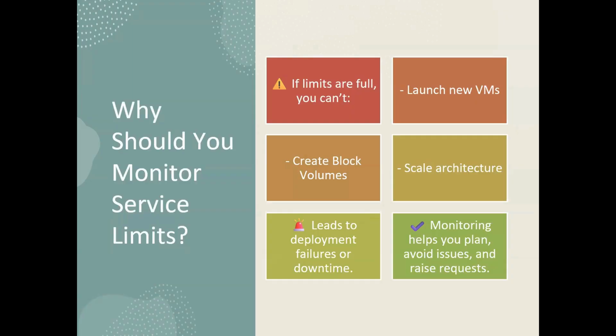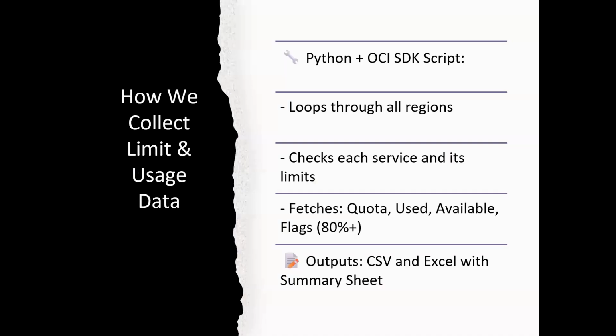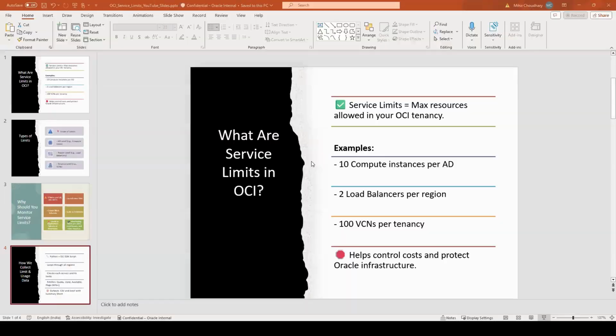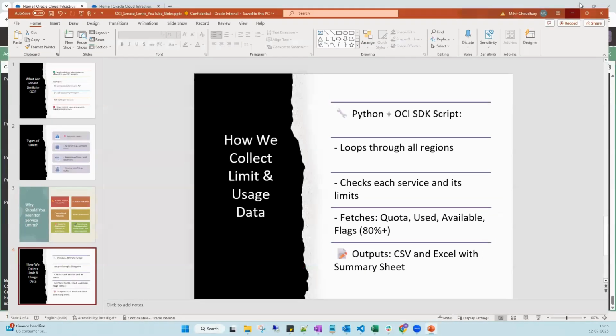So I'm going to give you a script which will give you a complete assessment of your service limit, and I will also guide you how to run it. The script is created in Python using the OCI SDK, and it runs across all subscribed regions. Apart from data collection, it is also doing an assessment. In my script, whatever has exceeded 80% will be recorded in the summary sheet.